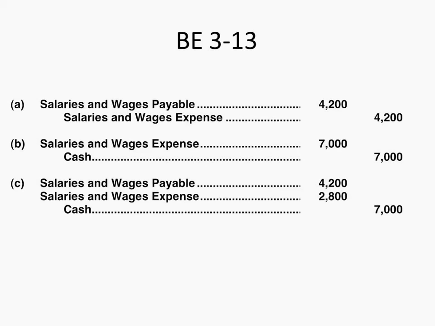If you didn't make the reversal, you would have had an expense and a payable out there for 40. You had a payable out there for $4,200 from your 12/31 entry, December 31st. So your expense for the period for the $7,000 of payroll is actually only $2,800, and then you would have debited the $4,200 payable and credited cash.